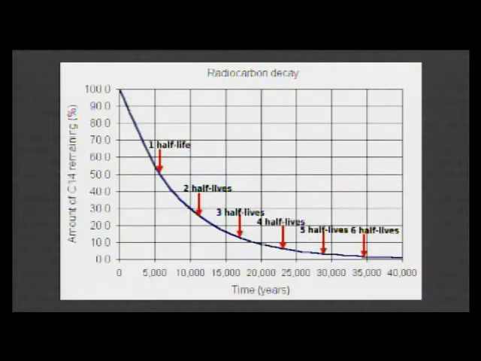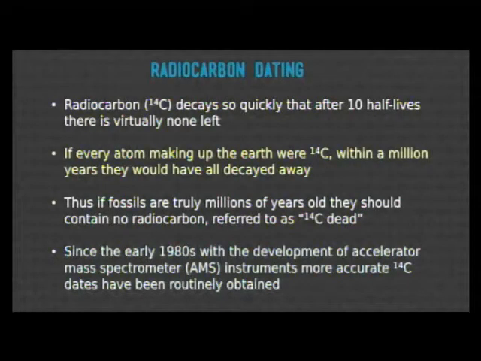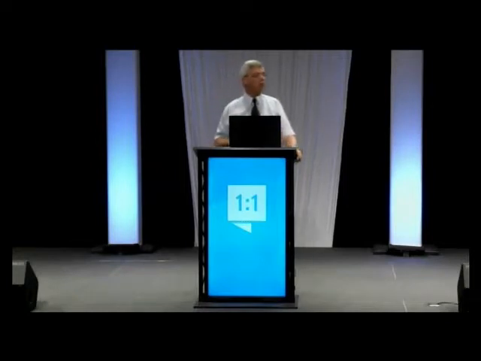And that means the radiocarbon declines over a period of time. And essentially, by the time you get to 10 half-lives, there's virtually none left. In fact, if every atom of the Earth was made up of radiocarbon, within 1 million years, it would all have decayed away. There's absolutely none left. Now, that means that if fossils truly are millions of years old, they should contain no radiocarbon, what geologists refer to as being radiocarbon dead.